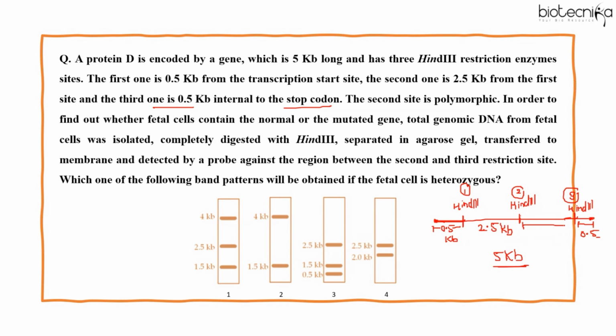So how much is this region? It will be 1.5 because 2.5 plus 0.5 plus 0.5 is 3.5. So the remaining is 1.5 kb. Now it is mentioned that this second site is polymorphic. So in the normal gene, it will be present, but in the mutated, it will be absent. So you have to draw the diagram for both normal as well as mutated.